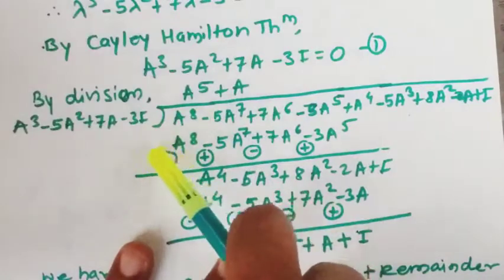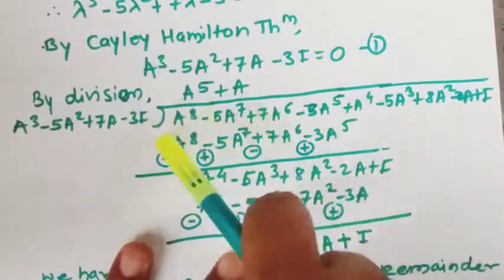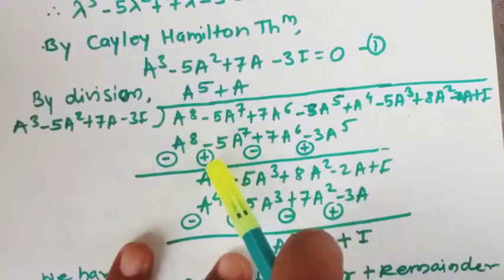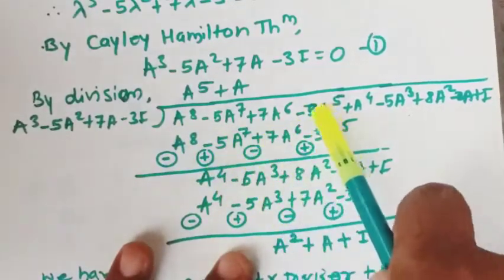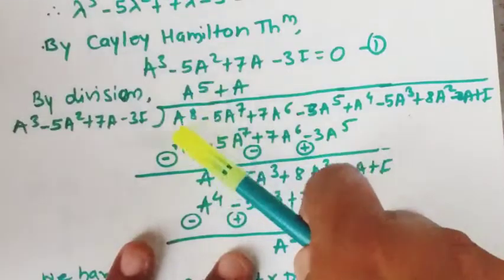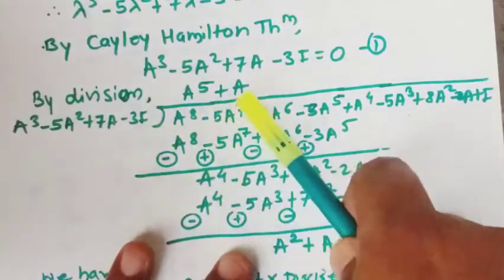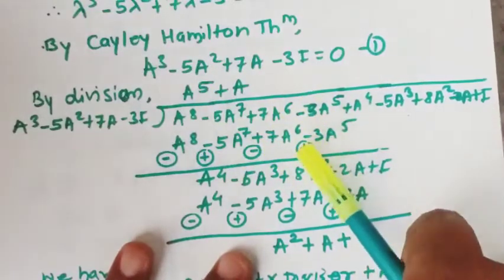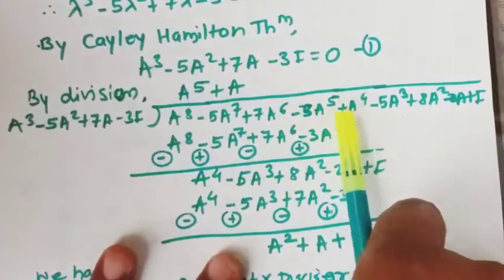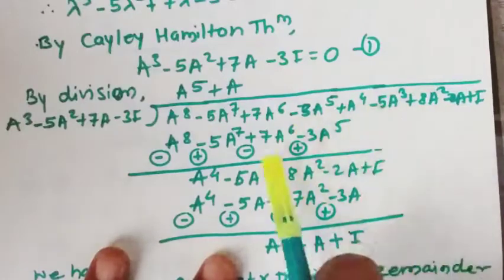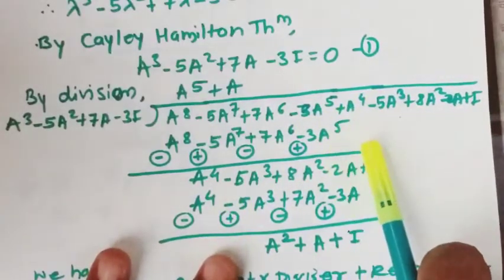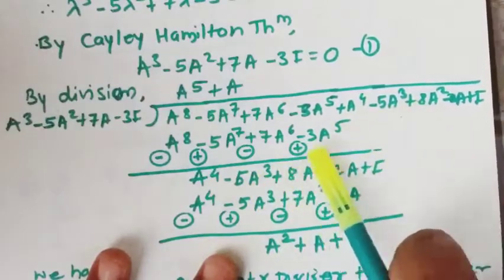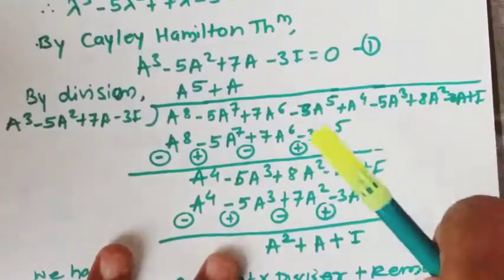Now we do subtraction, right? We subtract the obtained polynomial from this polynomial. After subtraction, plus will become minus, minus will become plus, plus will become minus, minus will become plus. Signs change and do the addition. A raised to 8 minus A raised to 8 get cancelled. These two will also get cancelled, and these two, and these two. So what remains? The terms after this, A raised to 4, which I have written here, because after this we are having 0. So A raised to 4 as it is, minus 5A raised to 3 as it is, 8A square as it is, minus 2A as it is, and plus identity matrix as it is.